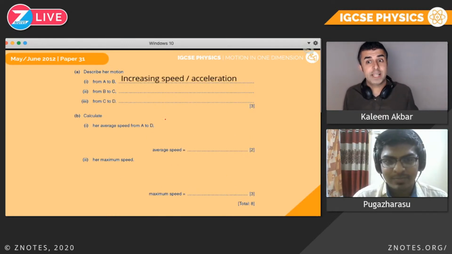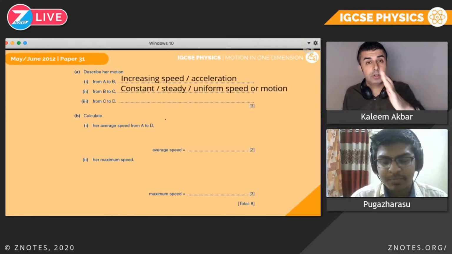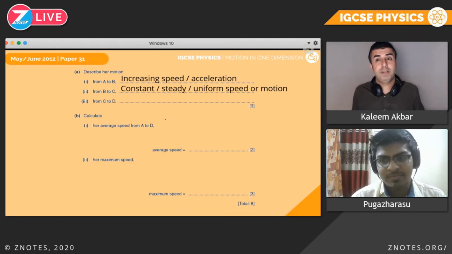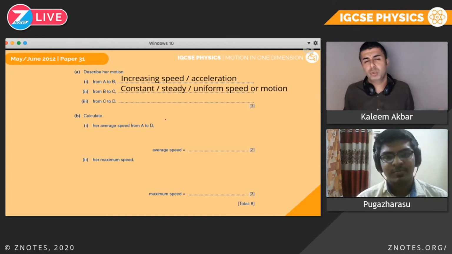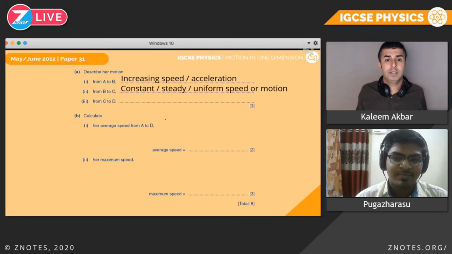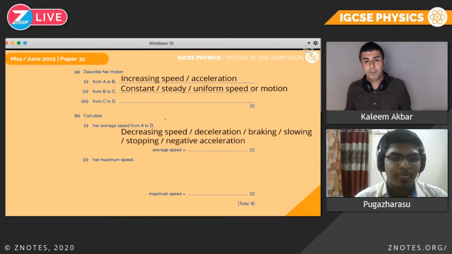So increasing speed, acceleration. Look, the forward slash means this or this. Constant, steady, uniform speed or motion. A lot of students get confused with the word uniform. Think about a school uniform. You're all wearing the same thing. Uniform just means constant. C to D, slowing down.